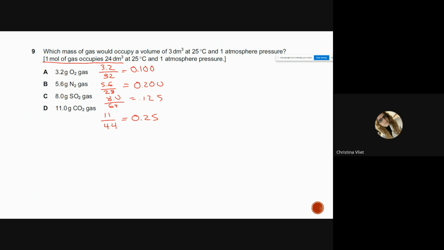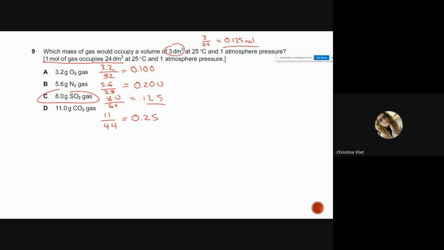I found the moles of each gas. Why would I want to do that? So then you just have to convert volume to moles. Because then all I got to do is take 3 and divide by 24, and then find out which amount's the same. The answer is C, David. You got the mark. It's multiple choice, so it's C.